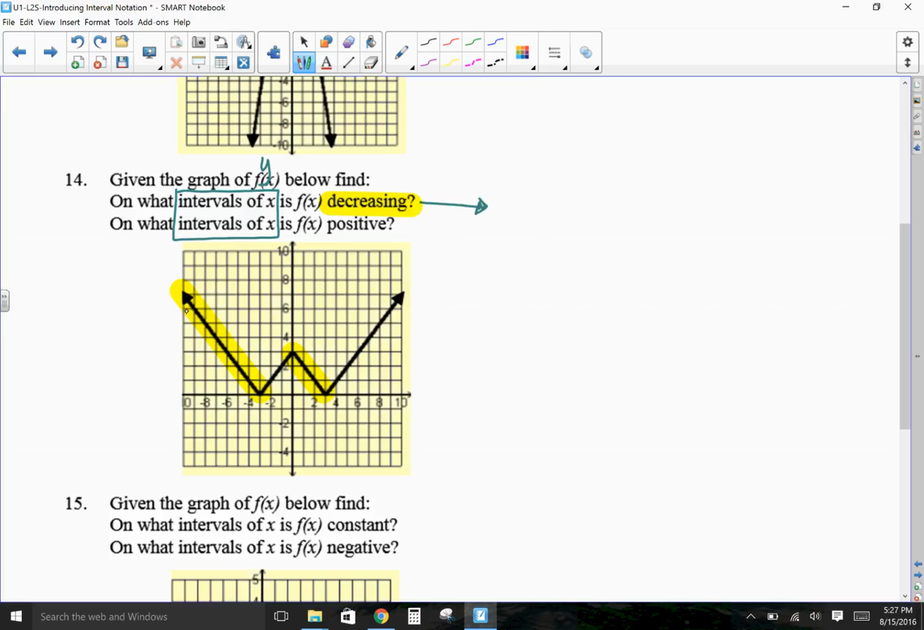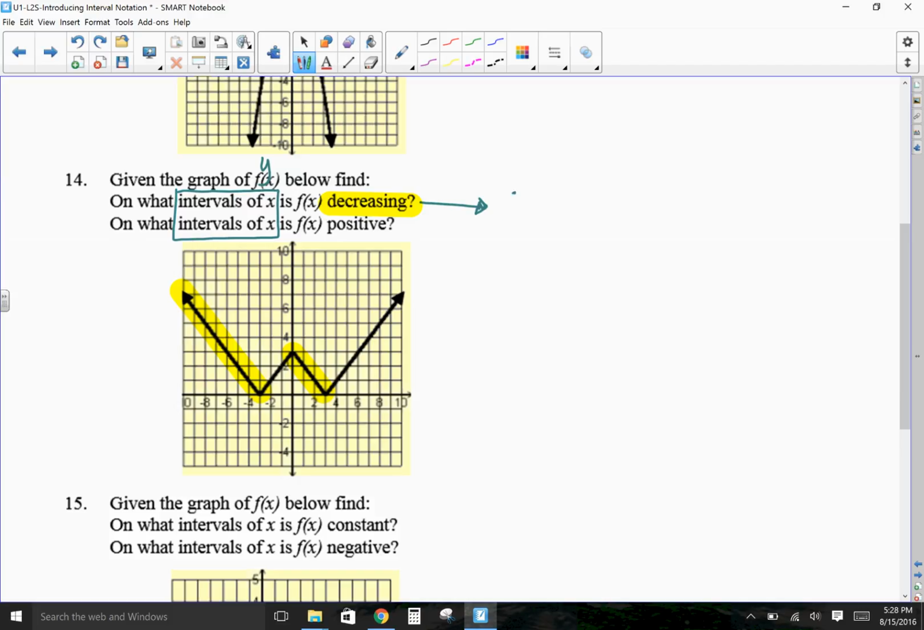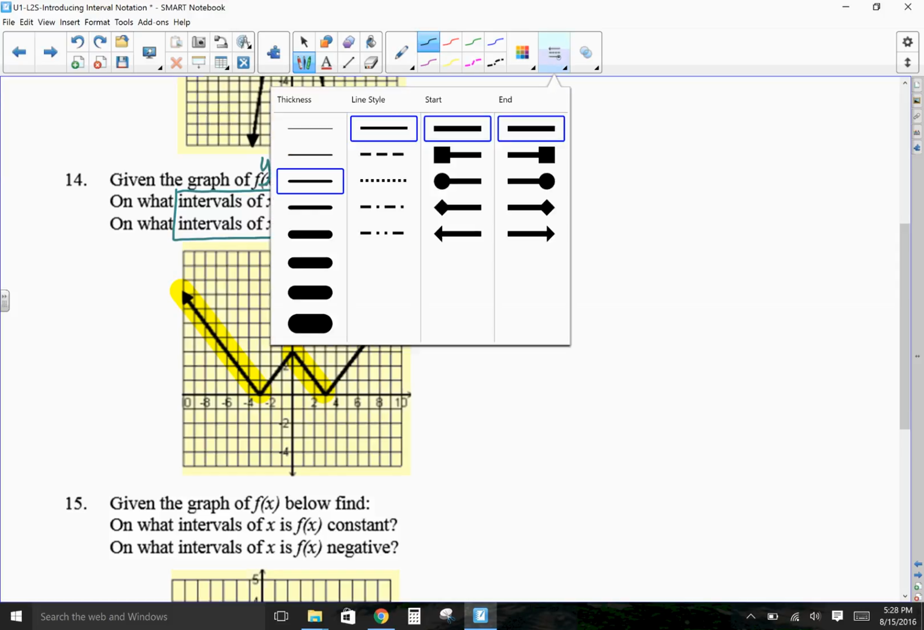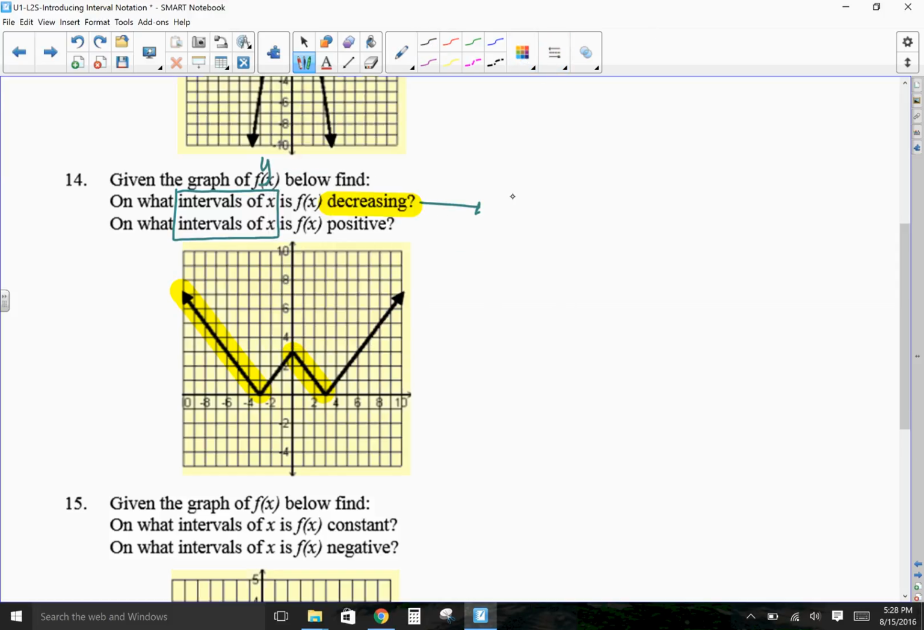If there's an arrow on the end of it, that means this thing goes on forever and ever. If it goes on forever, that means it starts at negative infinity.